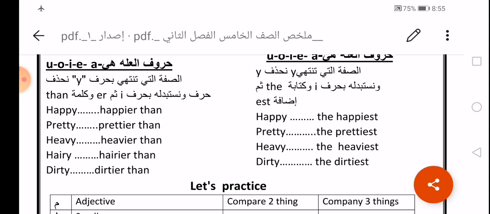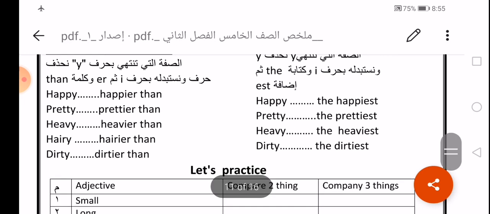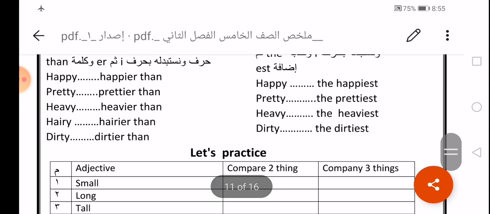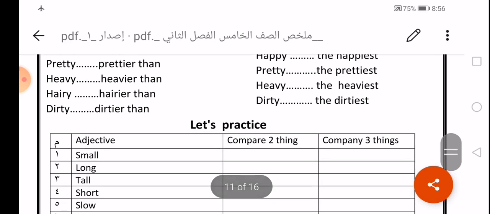This box is heavy. Another box is heavier than number 1. Box 3 is the heaviest. This place is dirty. Place number 2 is dirtier than place 1. Place number 3 is the dirtiest. Okay, this is for the comparative and superlative.